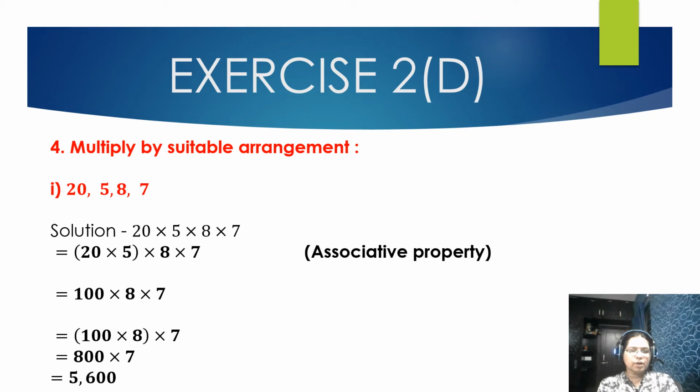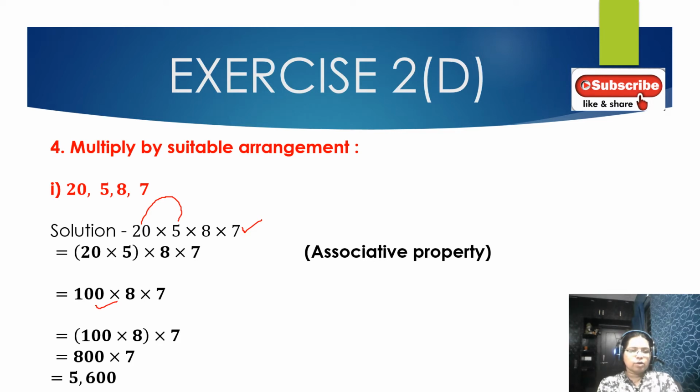So 20 multiplied by 5 multiplied by 8 multiplied by 7. We know if we multiply 20 with 5, we get the value 100, and this will be easy to multiply the numbers. So (20 multiplied by 5) inside the bracket, multiplied by 8 multiplied by 7, and this is the associative property of multiplication. And 20 multiplied by 5 is 100, 100 multiplied by 8 multiplied by 7.